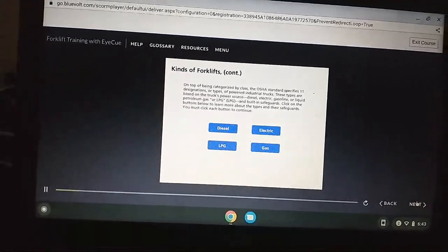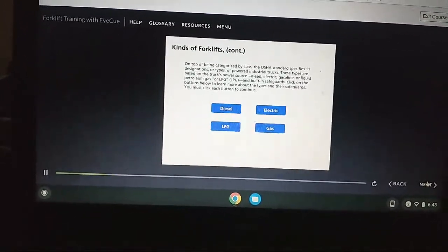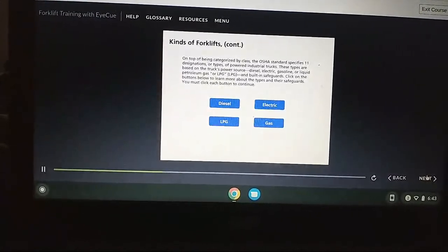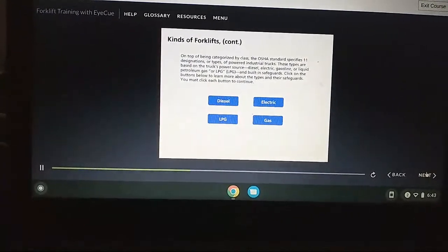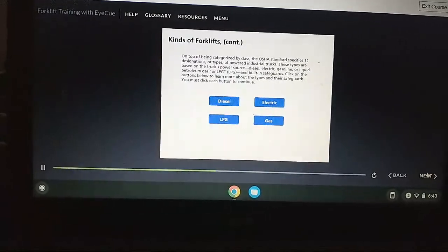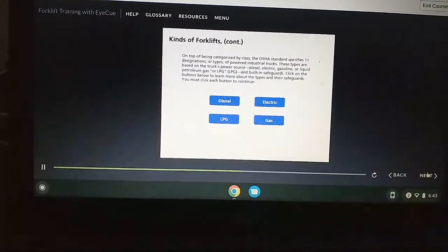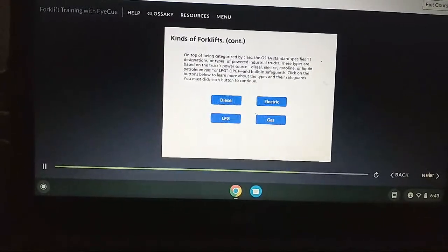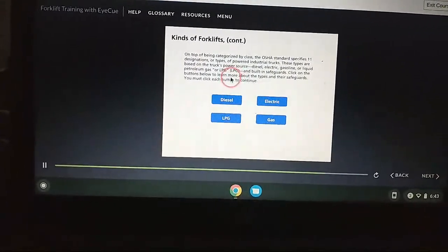On top of being categorized by class, the OSHA standard specifies 11 designations or types of powered industrial trucks. These types are based on the truck's power source: diesel, electric, gasoline, or liquid petroleum gas or LPG, and built-in safeguards. Click on the buttons below to learn more about the types and their safeguards.